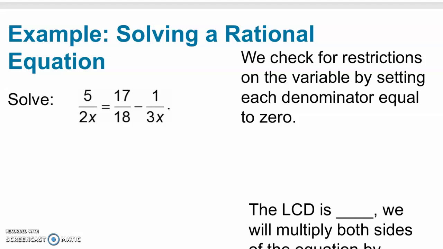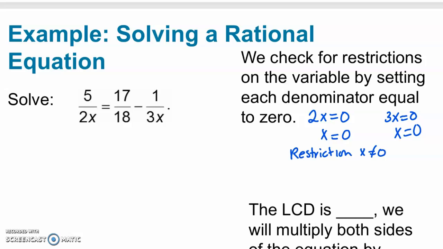So we will take and set the denominator with the x equal to 0. We've got two denominators with an x. Setting both of those equal to 0, divide both sides by 2 here, we get x equals 0. And divide both sides by 3 here, we get x equals 0. So we know there's a restriction that x cannot be 0. 0 is not in the domain of x. So if we go to solve this and we find out that our x is equal to 0, then we have to say there's no solution to this equation.